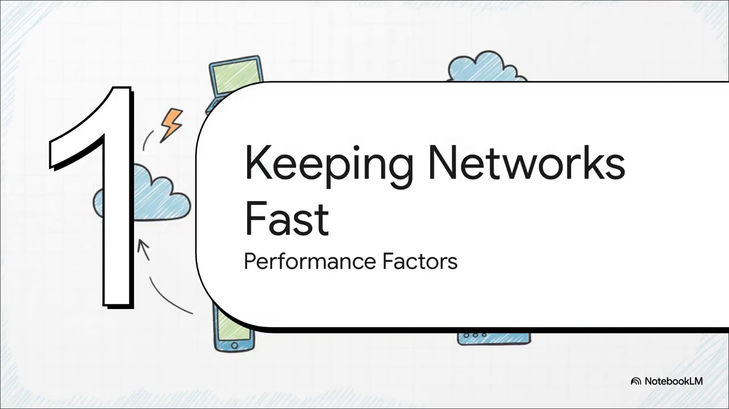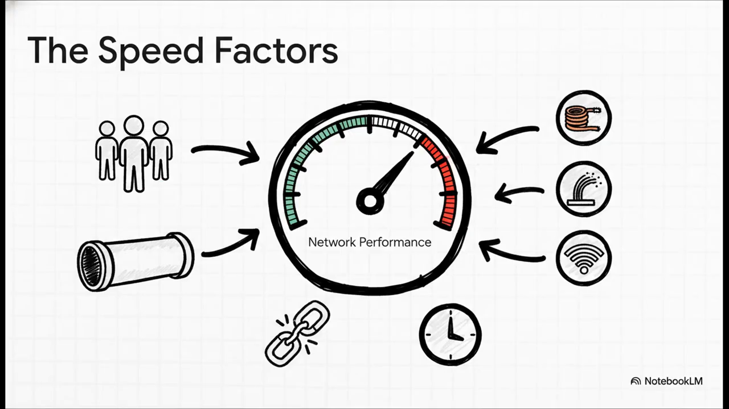So whether it's a library or a book club, the goal is always the same, right? You want a fast, snappy network. So what's the difference between lightning speed and that frustrating spinning wheel of death? Well, a few key things really impact your network's performance.